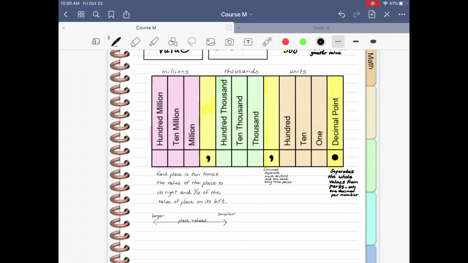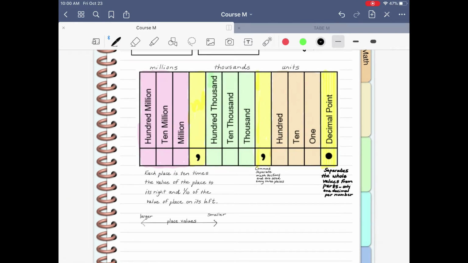And our number system is based on tens. So we either multiply by 10 or divide by 10 to move up and down in the chart.